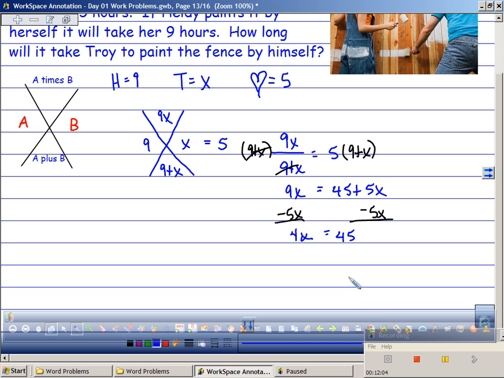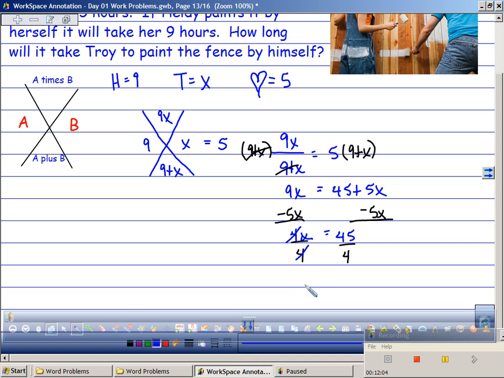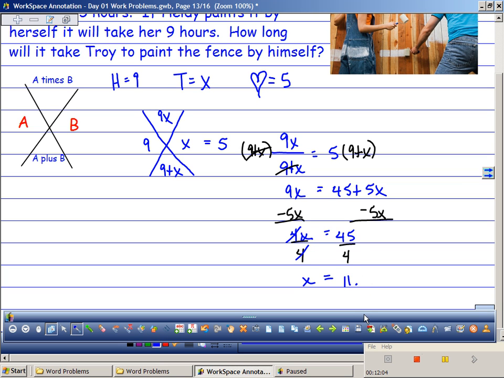So let's make a guess. You think 11? Yes. So x equals, well, 4 times 10 is 40. 4 times 11 is 44, so it's got to be 11 point something. 25? Why? Because there's 4 numbers.